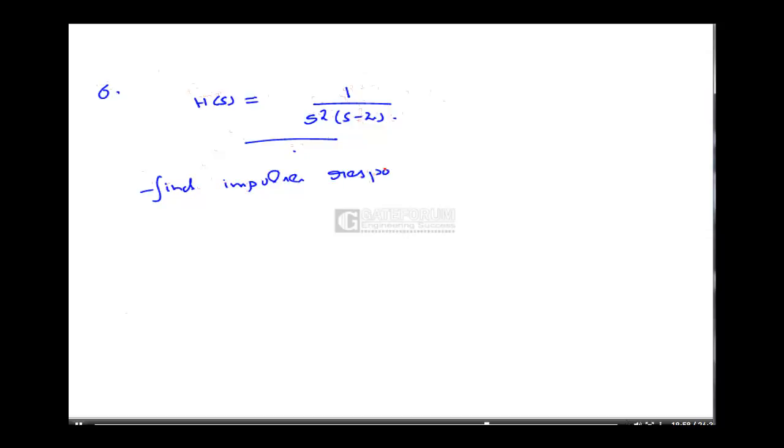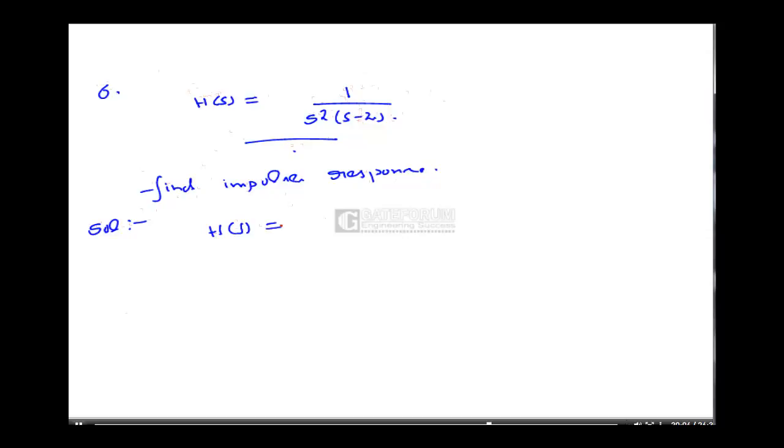Now, another question. A Laplace transform is given for a system. We need to find the impulse response of this. So the question is to find the impulse response of a system whose Laplace transform is given as this. Find the impulse response. Solution.